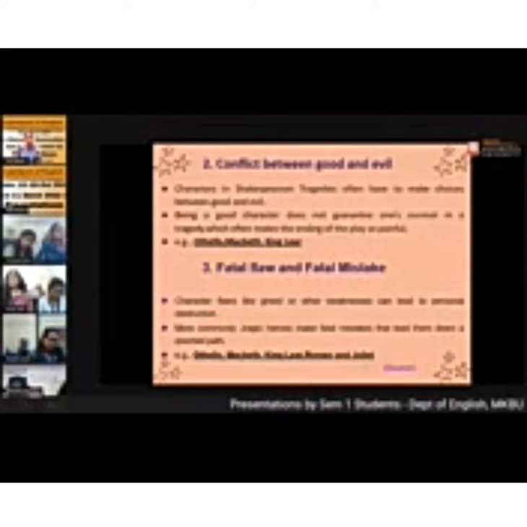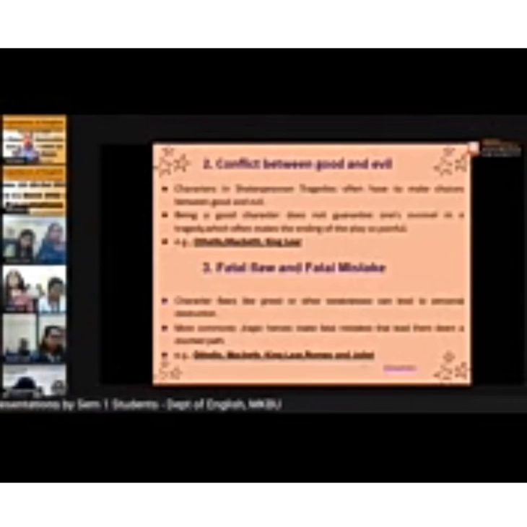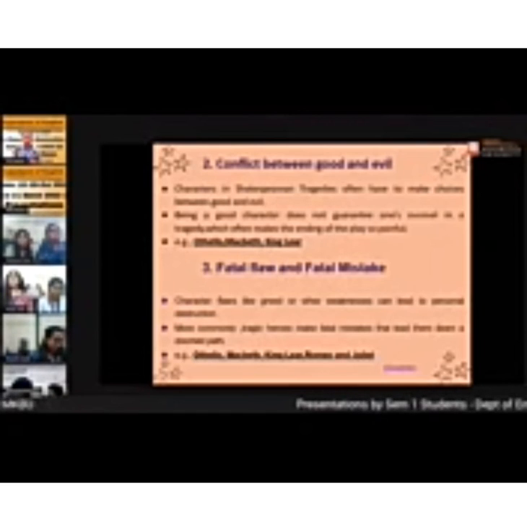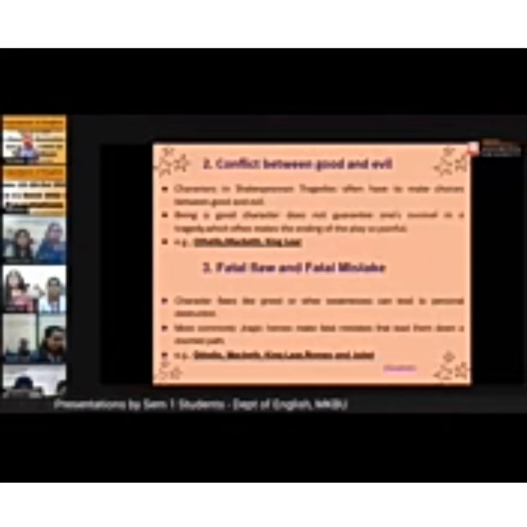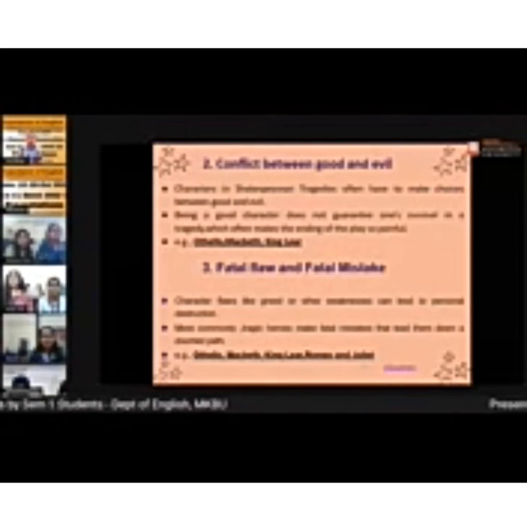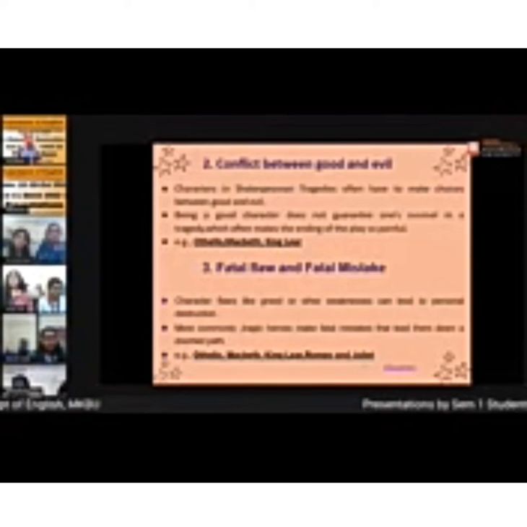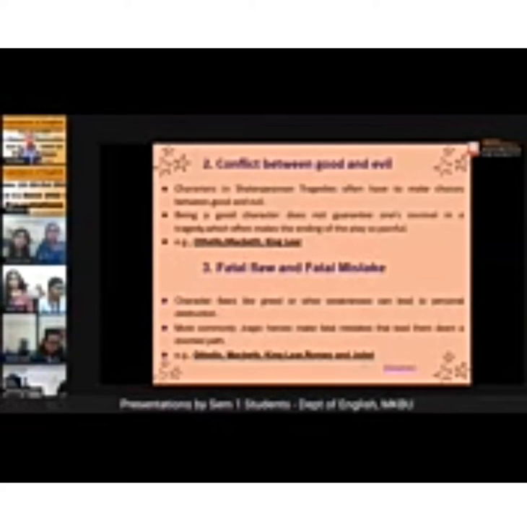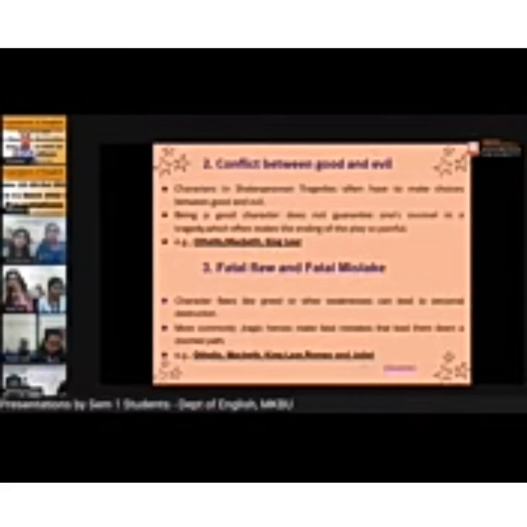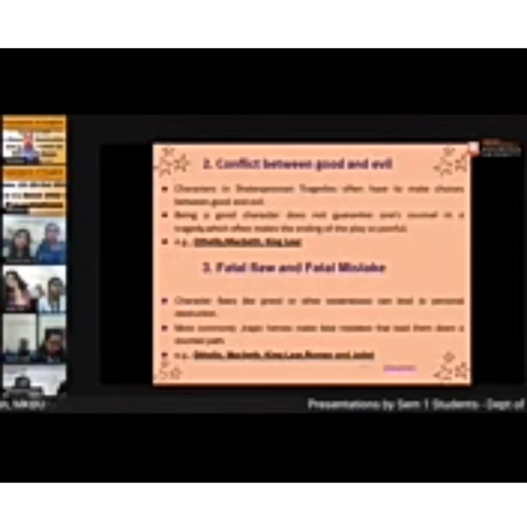Fatal flaw and fatal mistake. Character flaws like greed and other weaknesses can lead to personal destruction. Fatal flaws like greed, ambition, jealousy, and other things can lead them to a tragic end. More commonly, tragic heroes make fatal mistakes, and that leads them down a doomed path. For example, Othello, Macbeth, King Lear, and Romeo and Juliet. Most of his tragedies are considered to involve fatal mistakes, not a fatal flaw.